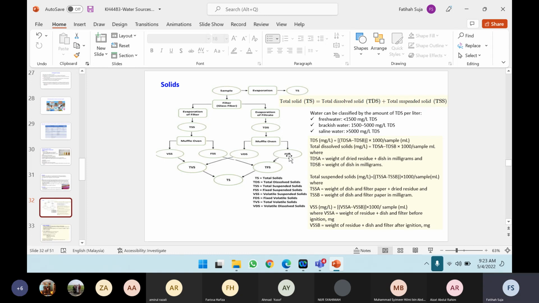Volatile dissolved solid, and you get FDS. Is fixed volatile solid, where you get, after you go through the muffle oven. Muffle oven meaning that it is at 550 degrees Celsius. Evaporation meaning it is using only the oven at usually 105 degrees Celsius.